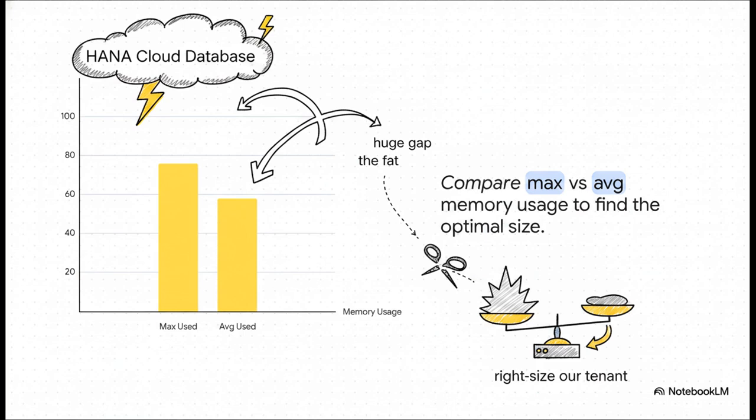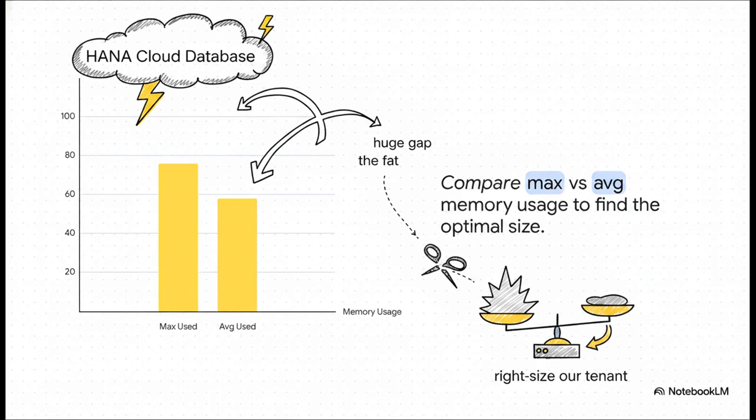Now, look what happens when we check out the actual system monitor data from the HANA Cloud Database. We usually see these huge gaps between the average memory used, say around 58 gigabytes, and the maximum spikes, which might shoot up to 76 gigabytes. This historical usage data is a total goldmine because it reveals exactly where we can trim the fat and right-size our tenant.